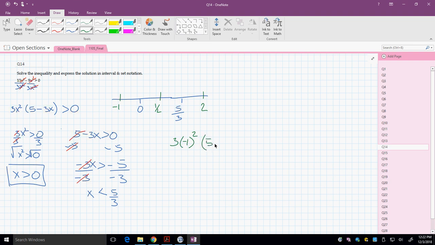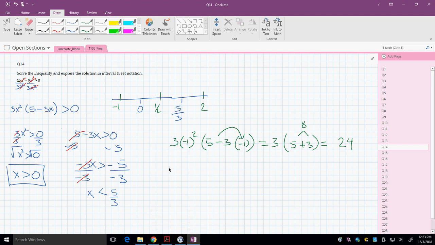And then I have 5 minus 3 minus 1. If I solve for that, I'm going to have 3 times negative 1 squared, negative 1 times negative 1 gives me positive 1. 3 times 1 is going to be 3. And inside the big parentheses, I have negatives and negatives give me positive. So I have 5 plus 3. This is going to give me 8. And 3 times 8 is 24.